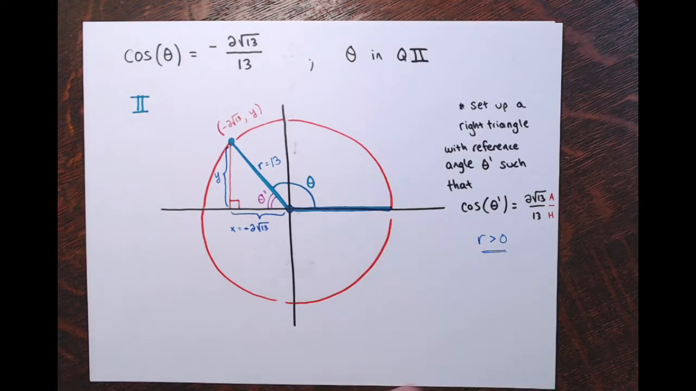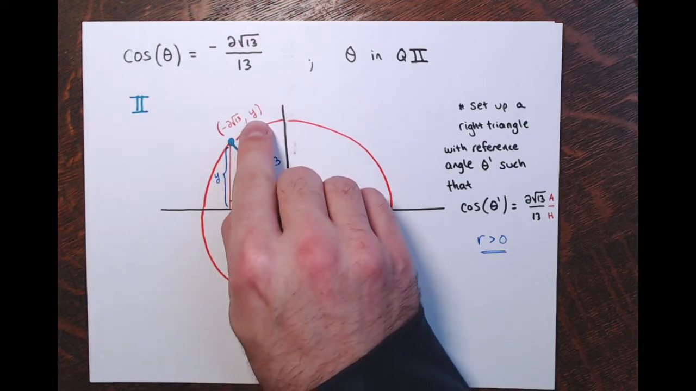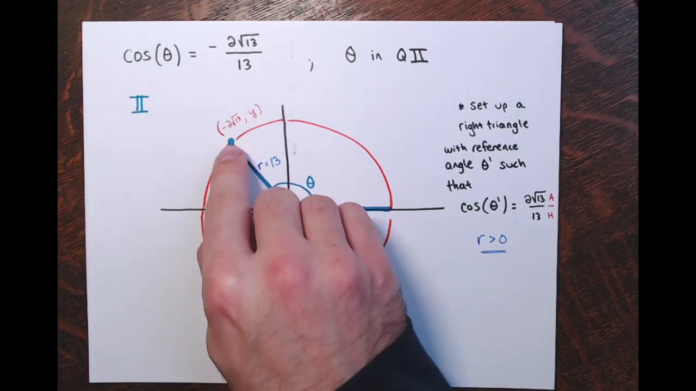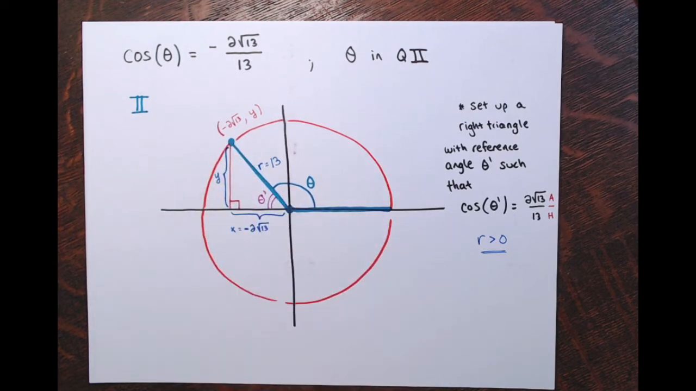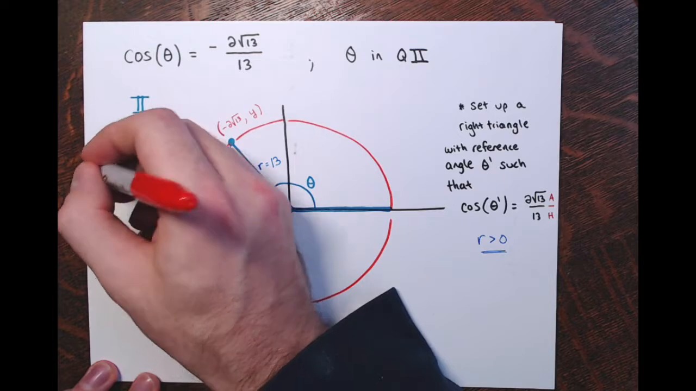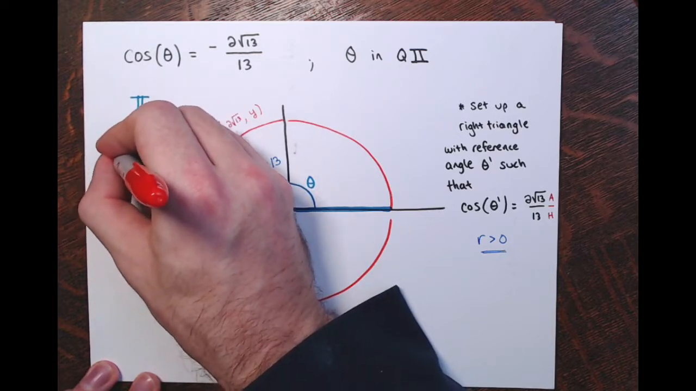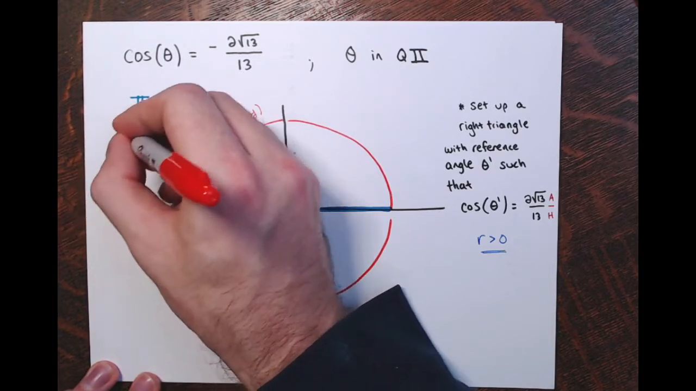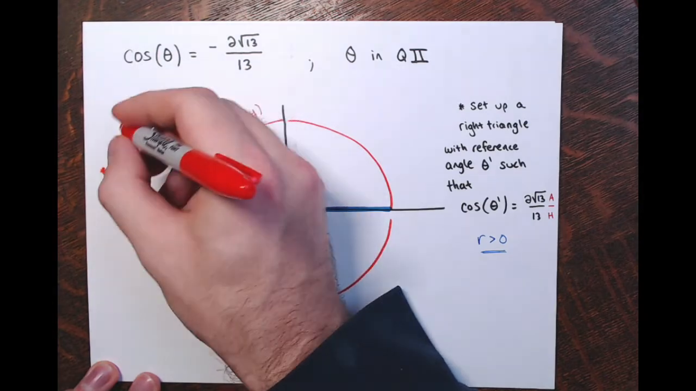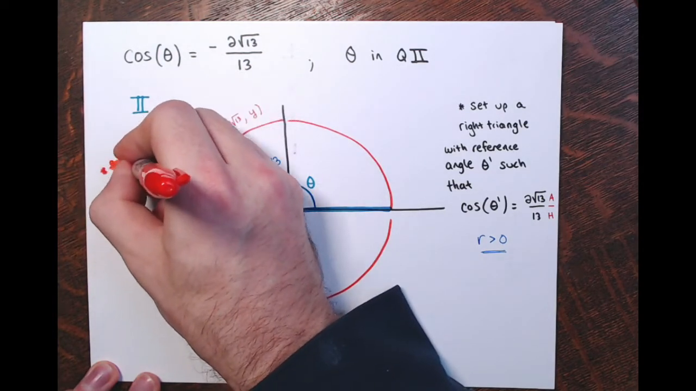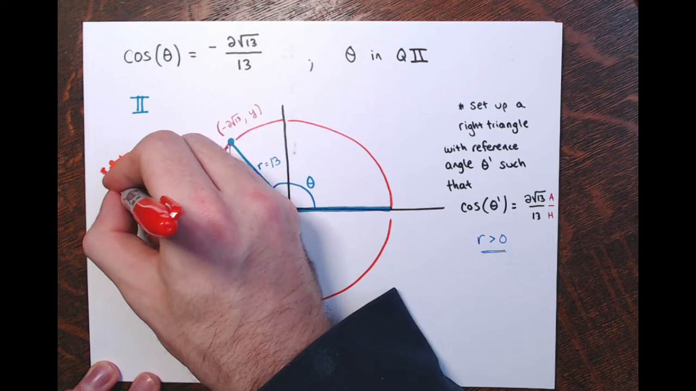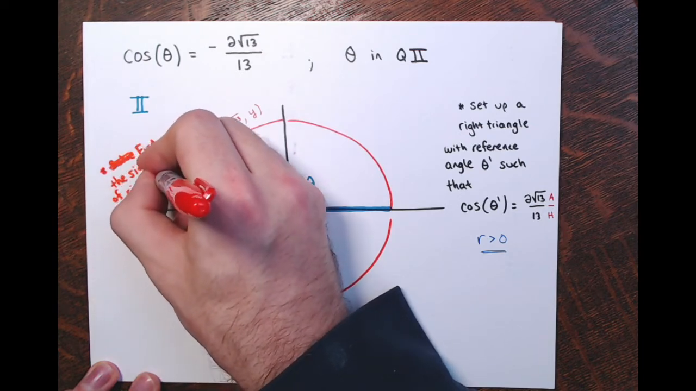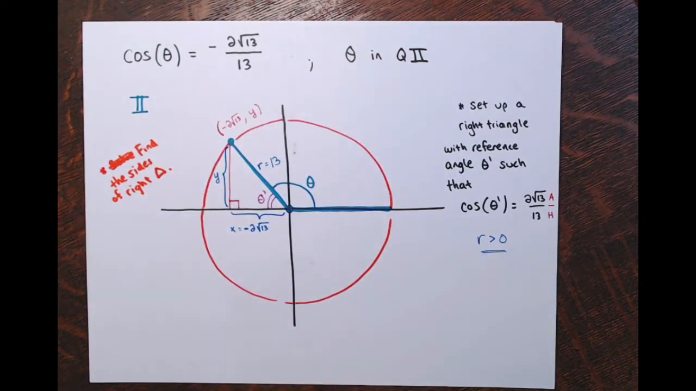So now I just want to find the y coordinate. I want to fill in this right triangle. That's like the second part. I want to solve the right triangle, or find the missing pieces, the sides of the right triangle that you create. So that's using the Pythagorean theorem.